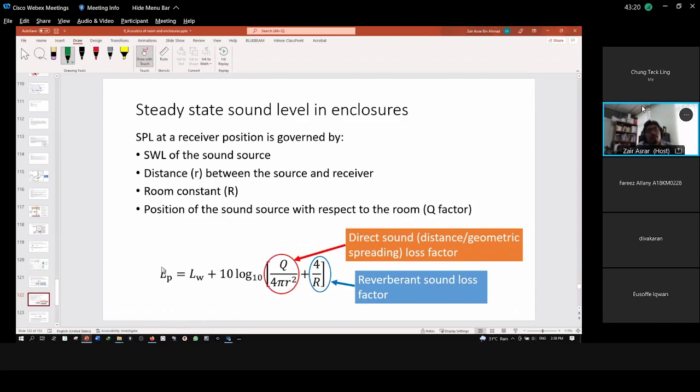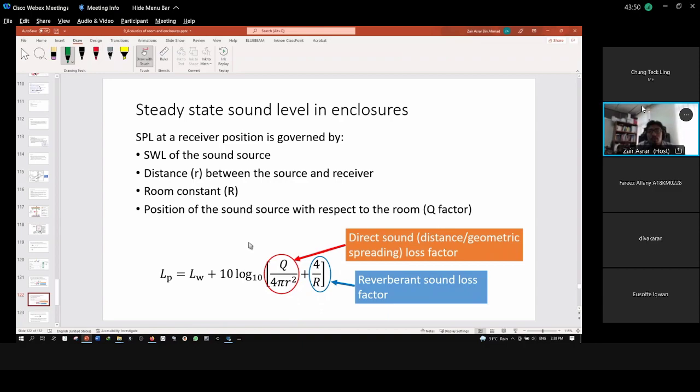Sound pressure level at the receiving room will depend on the sound power level at the source. It will depend on the distance between source and receiver. So we have r here, and we have the room constant in the room or in the enclosure. And we have Q, which represents the position of the sound source with respect to the room.